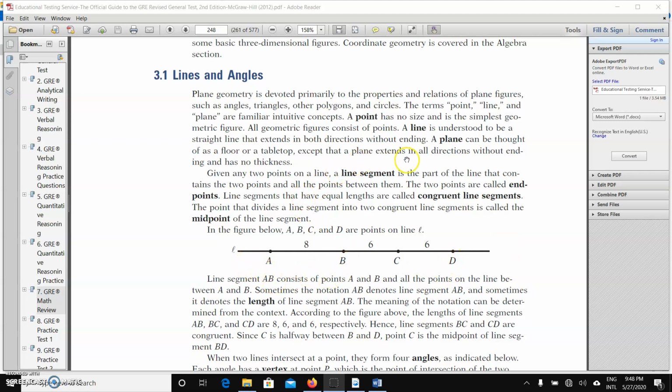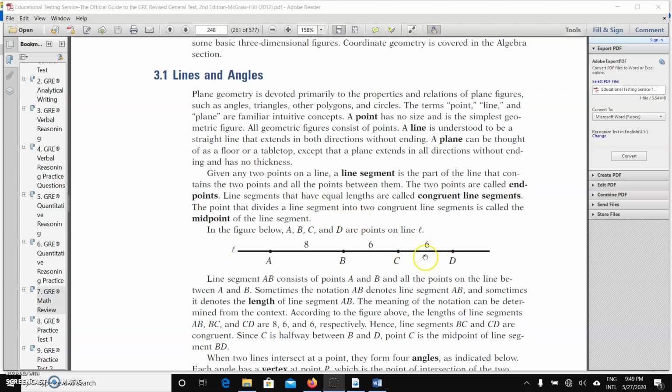Now, they talk about congruent lines. That means when a particular side is equal to the other side. For example, let's pick the line from B to D. B to C is congruent to C to D because this is 6 and this is 6, so they are the same. So that's the meaning of congruent.